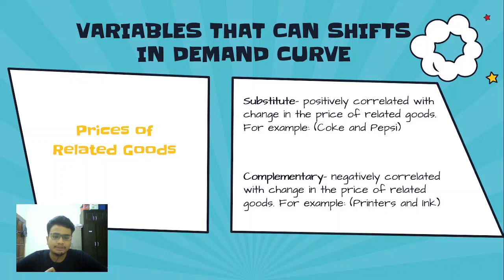Next is the complementary. Complementary is negatively correlated with a change in the price of related goods. For example, printers and ink. If the price of the printer is increased, the quantity demanded of the ink decreases. But if the printer's price is decreased, the quantity demanded of the ink is increased.